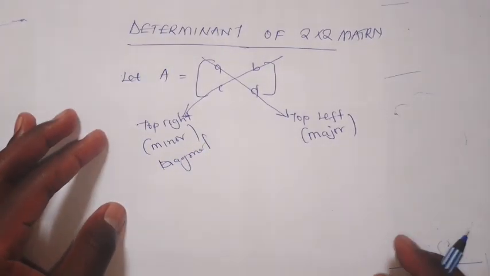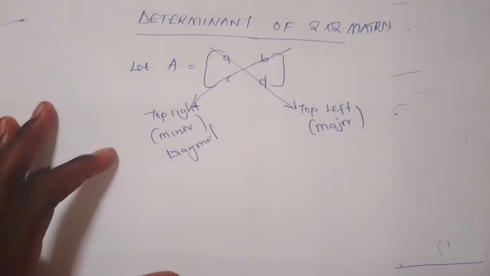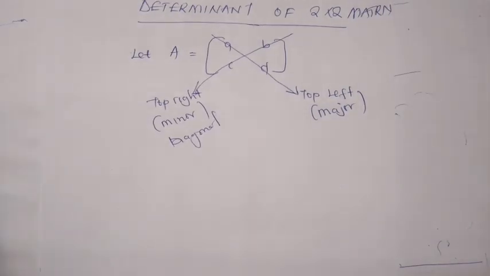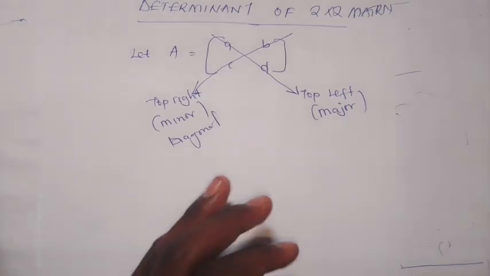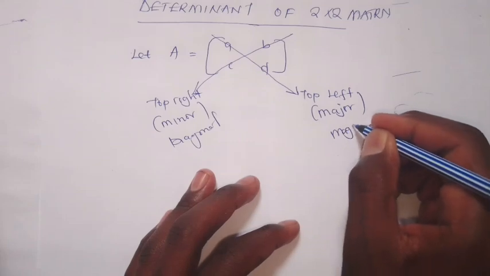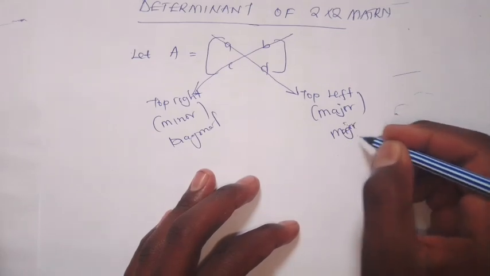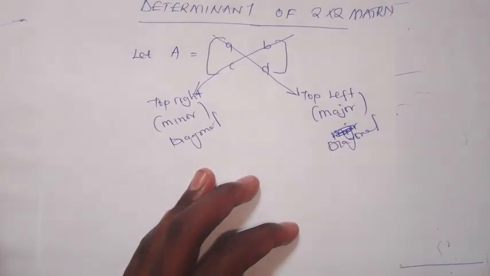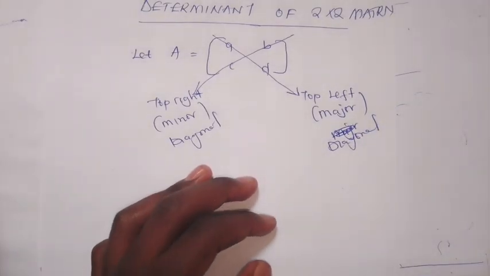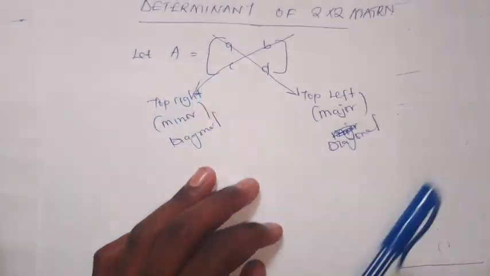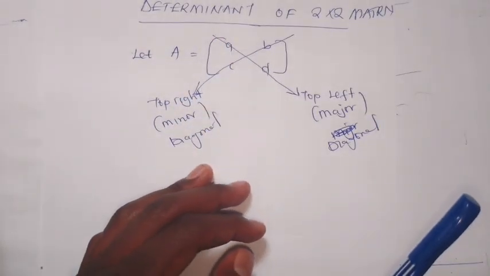So how do we find the determinant? First things first, you multiply the elements in the major diagonal. In the major diagonal we have A, D. So A times D, we are going to have AD.